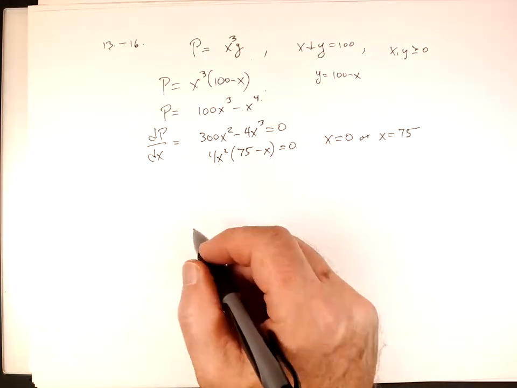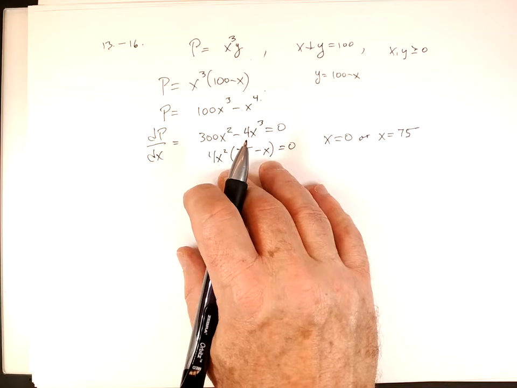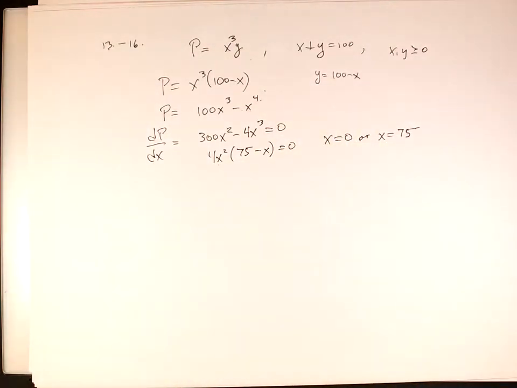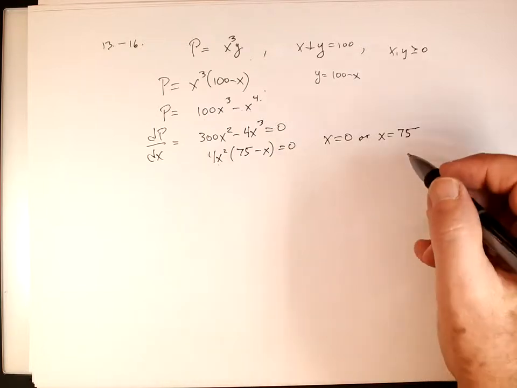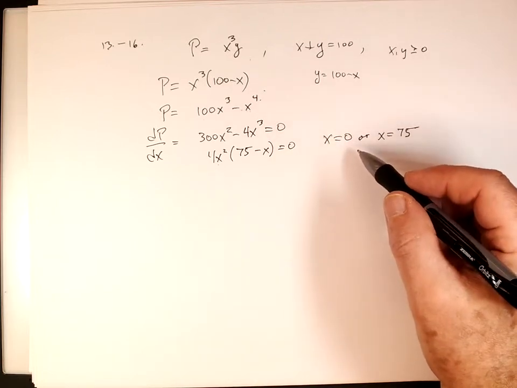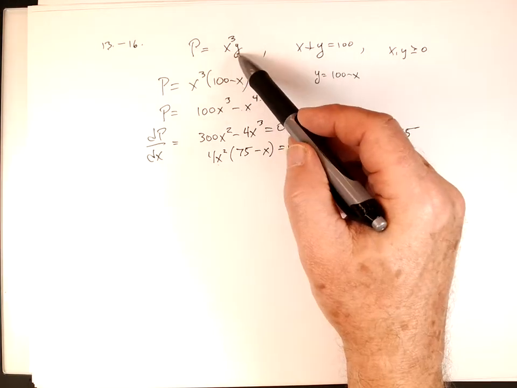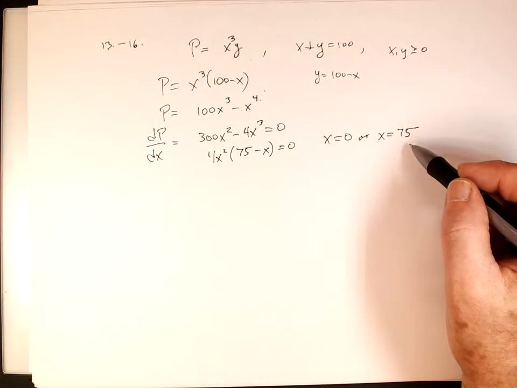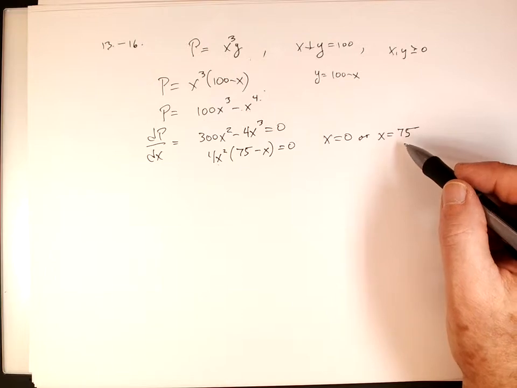15. We want to find the x that maximizes the product. Well, we have two critical values. It's pretty clear that x equals 0 is not a solution because that product is 0, and we can do better than that. That would not be the solution. x equals 75 is a candidate for the solution. It's the only viable candidate there is. How do we tell that it is indeed a maximum?